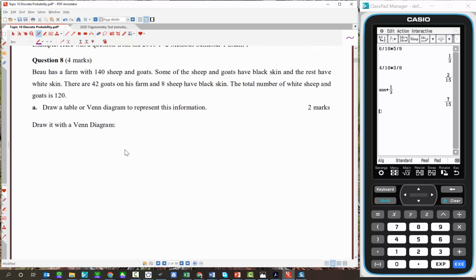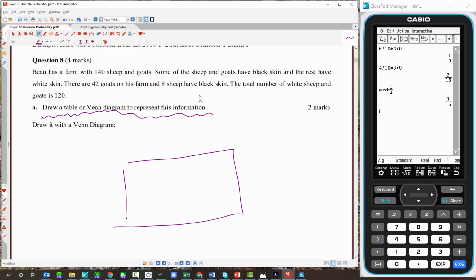It was Bo's Sheep and Goats. So Bo has a farm with 140 sheep and goats. Some of the sheep and goats have black skin and the rest have white skin. 42 goats on his farm, 8 sheep have black skin. And the question was written as follows: draw a table or Venn diagram to represent this information.